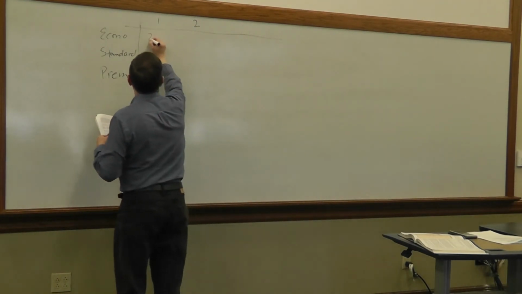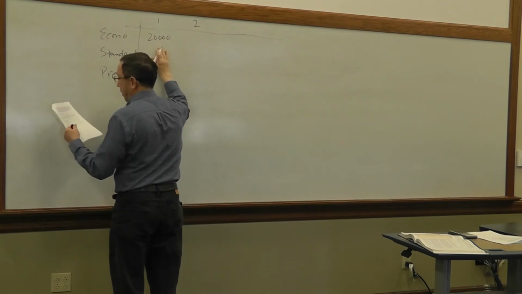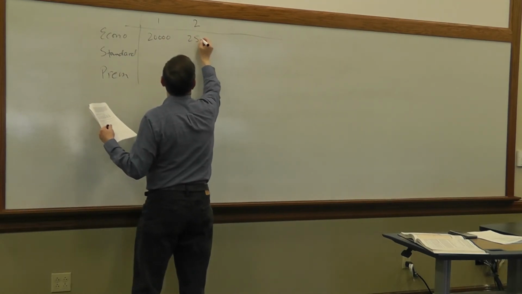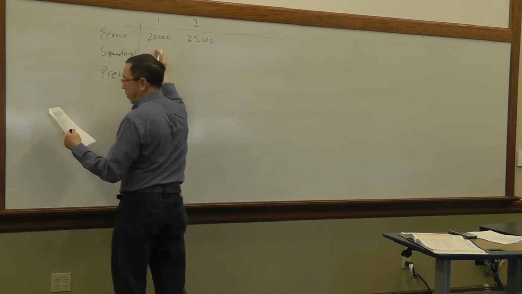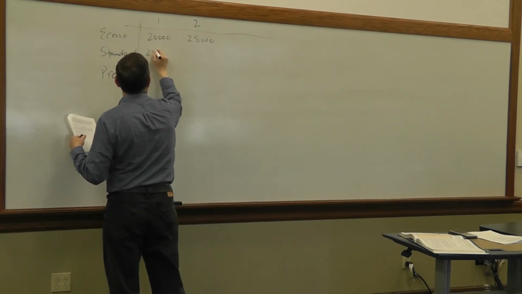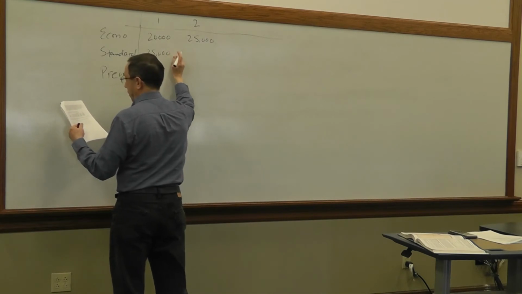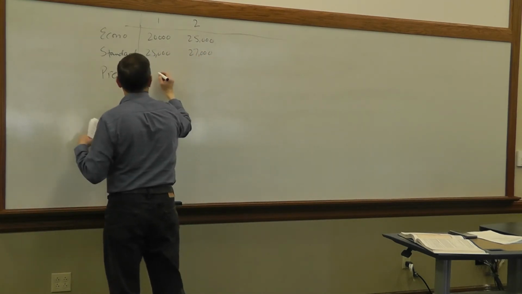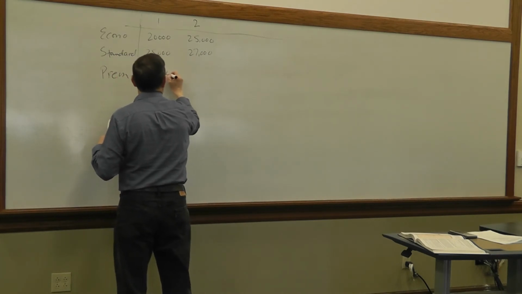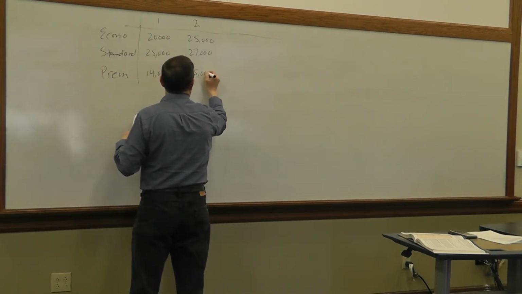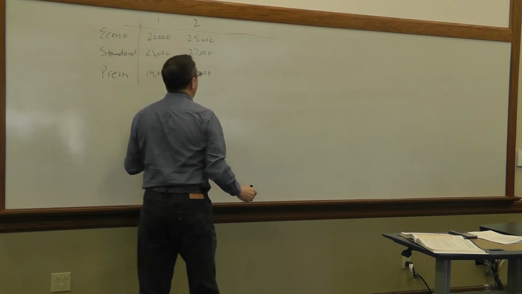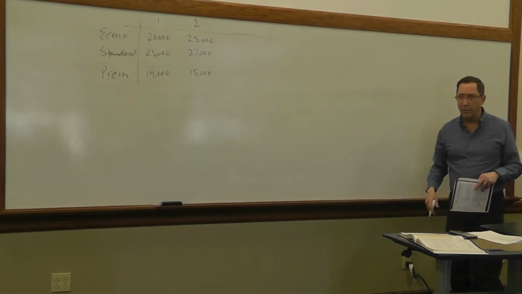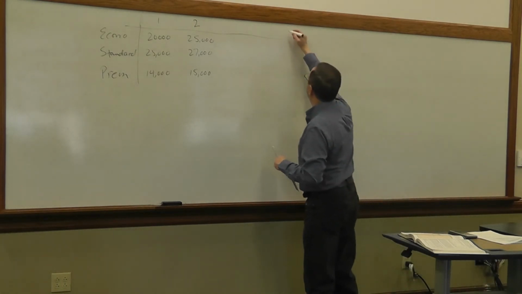So, 20,000 is the demand for Econo in year 1, 25,000 in year 2, and so on. The standard, 25,000 in year 1, 27,000 in year 2, and 14 and 15 for the premium widget. And then we could fill this out if we wanted to, but it's 2 hours. I think we're all getting a little tired at this point.